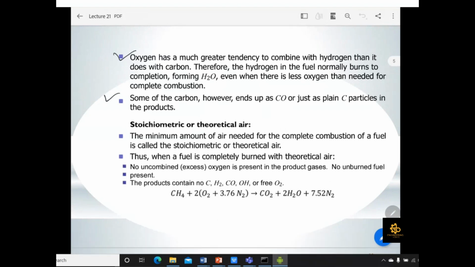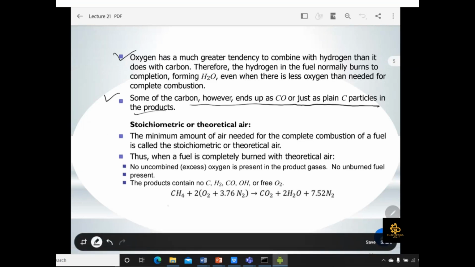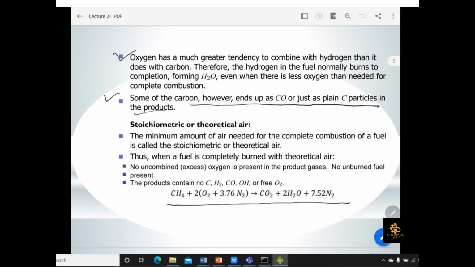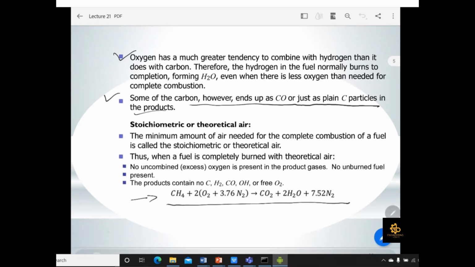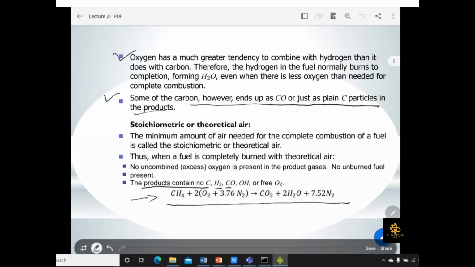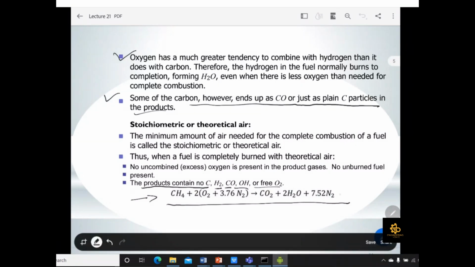We already saw that some of the carbon can appear as carbon monoxide and just plain carbon particles. Now, for example, if it is mentioned in the question that the equation for the stoichiometric combustion is given like this, you can easily say that the product contains no carbon, H2, carbon monoxide, or any other free elements in this equation. So you can easily say that it is a stoichiometric combustion equation, or a complete combustion equation. This is how you have to judge it.